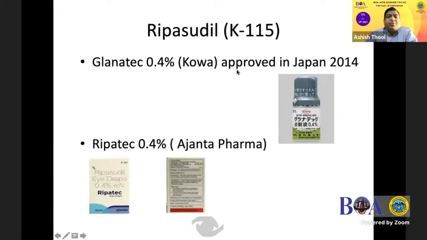So ripasudil was approved in Japan in 2014 under the brand name Glanatec, and it has been available to us for almost 1.5 years now under the brand name Ripatec, 0.4% concentration, and the preservative is BKC.